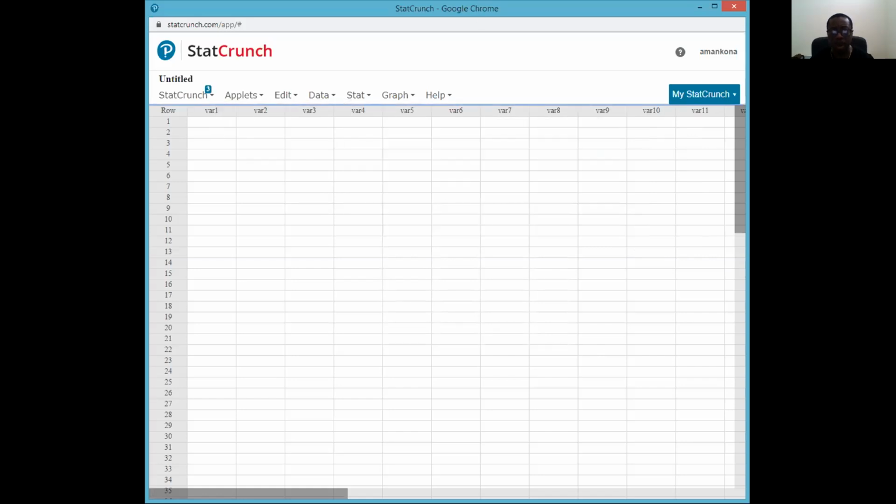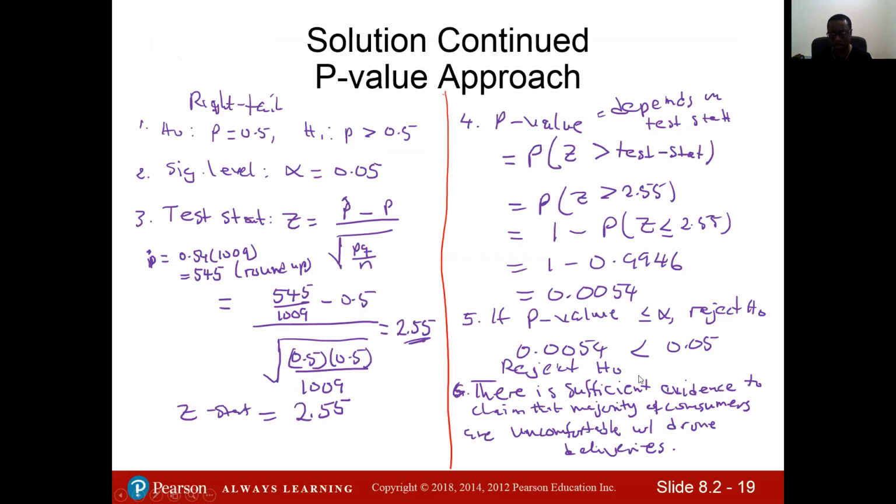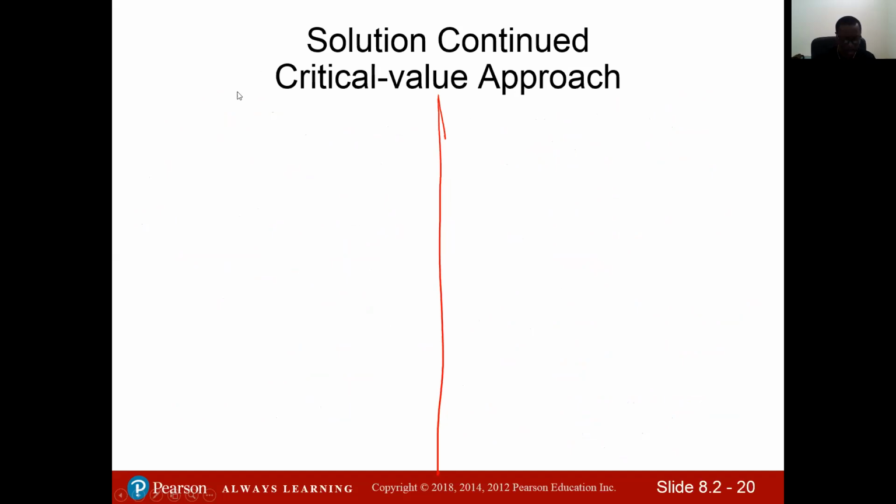Now let us go back to the same problem, but we are using the critical value approach. Like we said, the first 3 steps will be the same. Step 4, instead of calculating the p-value, we'll calculate the critical value. So I'm going to repeat 1, 2, 3, and then 4 and 5 will change, but the conclusion will be the same. So let's go to that. Critical value approach.